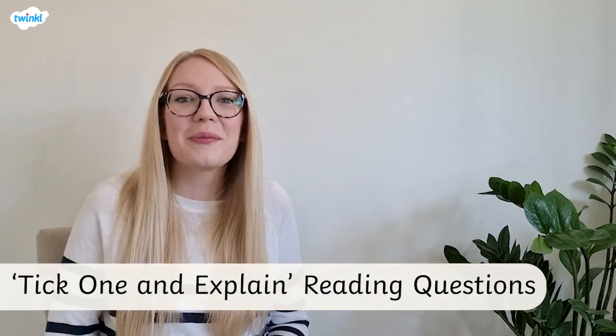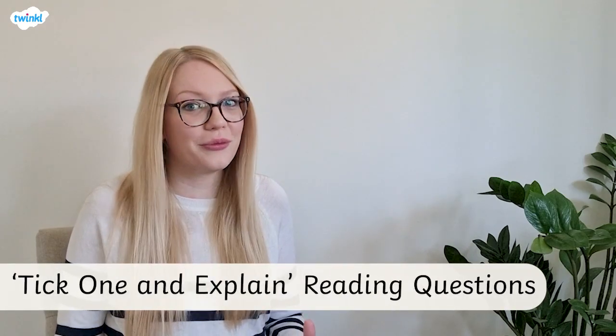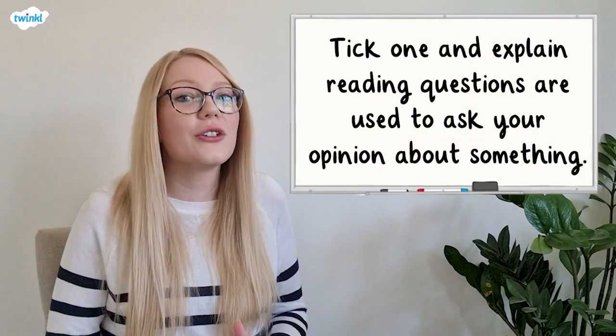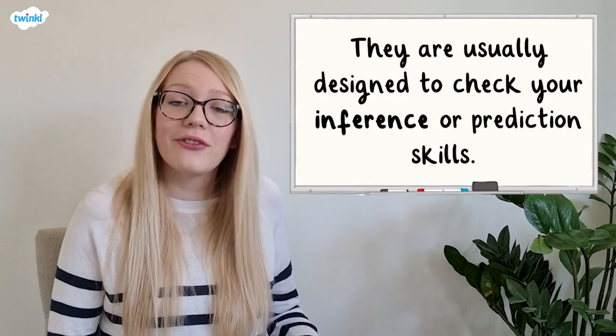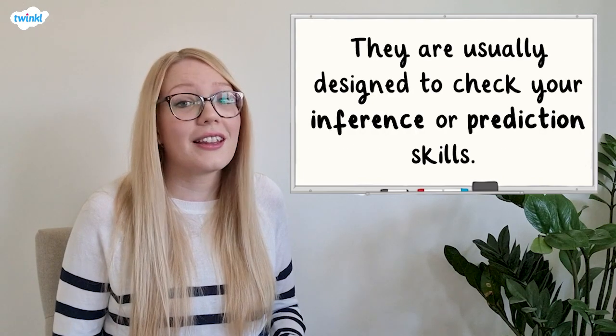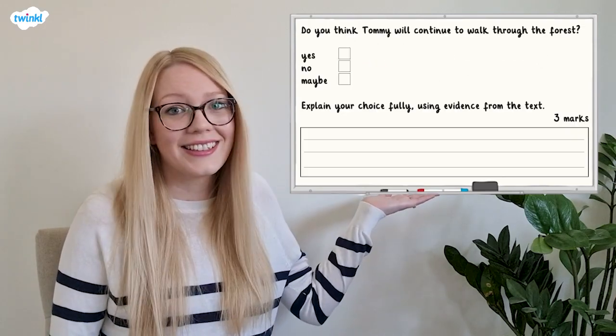In this video, we're going to be looking at Tick 1 and Explain reading questions. Tick 1 and Explain reading questions are used to ask your opinion about something. They're designed to check your inference and prediction skills. They usually look like this.